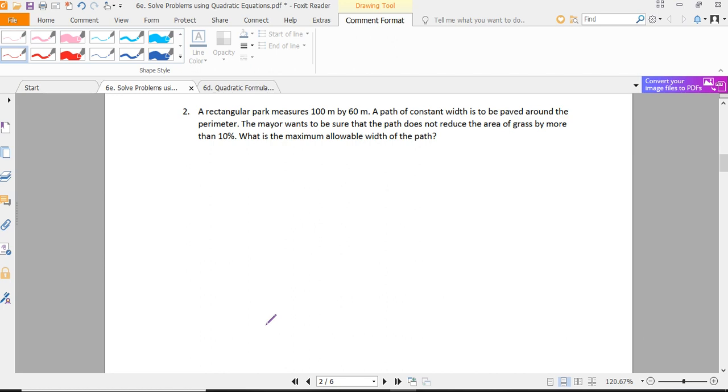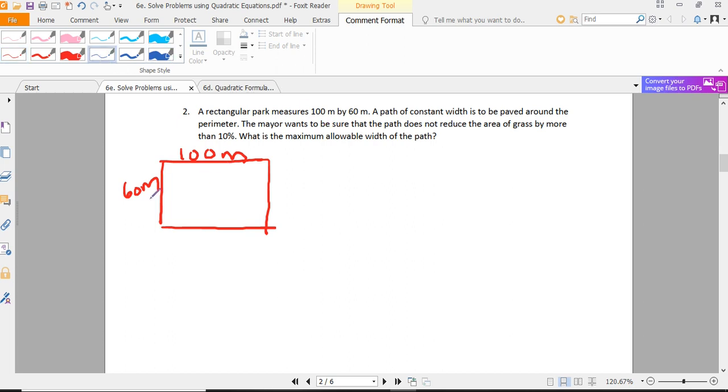to find the vertex. So number 2, a rectangular park measures 100 meters by 60 meters. A path of constant width needs to be paved around the perimeter. The mayor wants to be sure that the path does not reduce the grass by more than 10%. What is the maximum allowable width of the path?